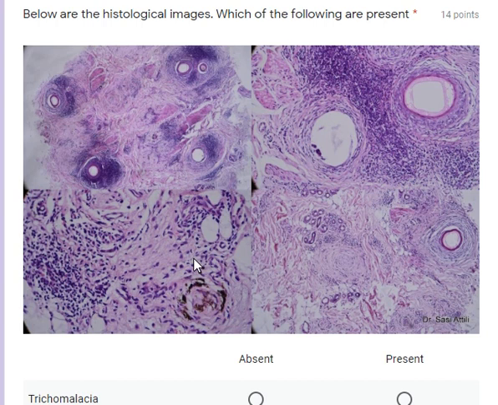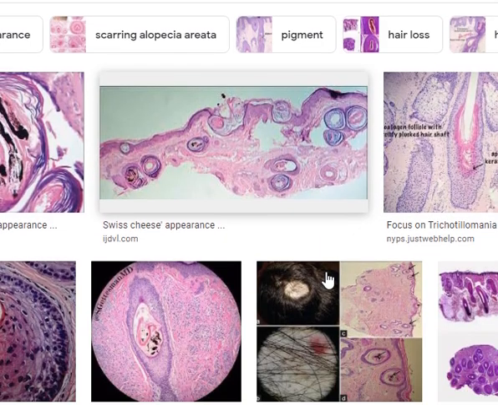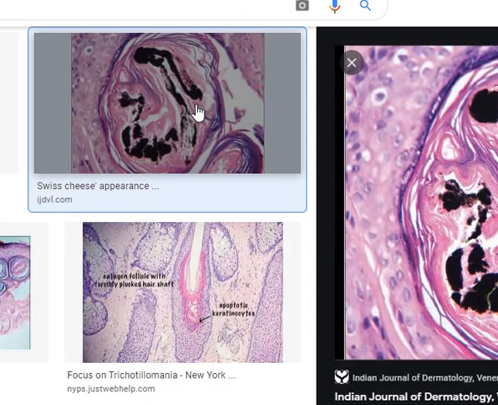However, I didn't give you lichen planopilaris in the diagnosis anyway. Let us first answer this question. So trichomalacia refers to distorted hair follicles which often have hemorrhage within, and the hair follicle epithelium itself appears distorted. I'll just show you pictures of trichomalacia if I can. So let me just see. Yeah, you can see it here.